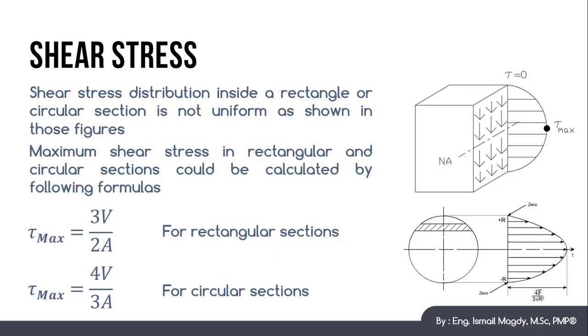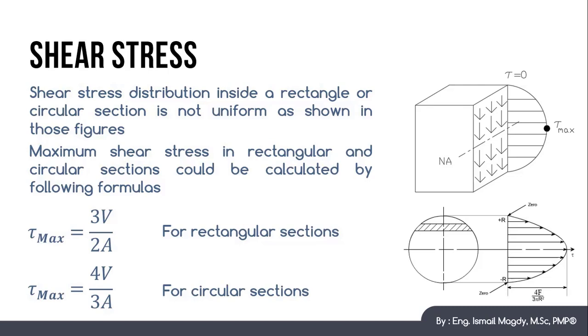However, this calculated shear stress is actually the average shear stress inside the section, as the shear stress distribution is not uniform in the beam cross section. Shear stresses are maximum at the center of the beam, while they decrease to reach zero at the outer surface of the beam. Maximum shear stress at the center of the cross section can be calculated by the following formulas. Maximum shear stress equals 3V over 2A in the case of rectangular sections, and maximum shear stress equals 4V over 3A in the case of circular sections.